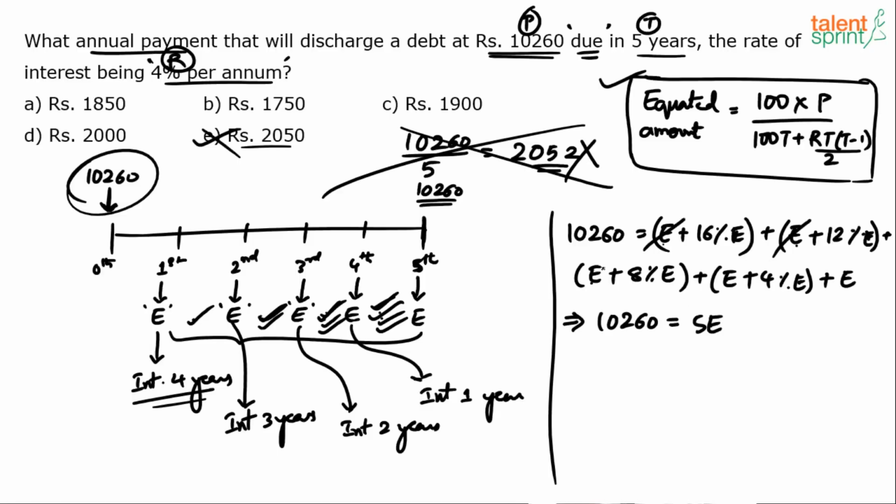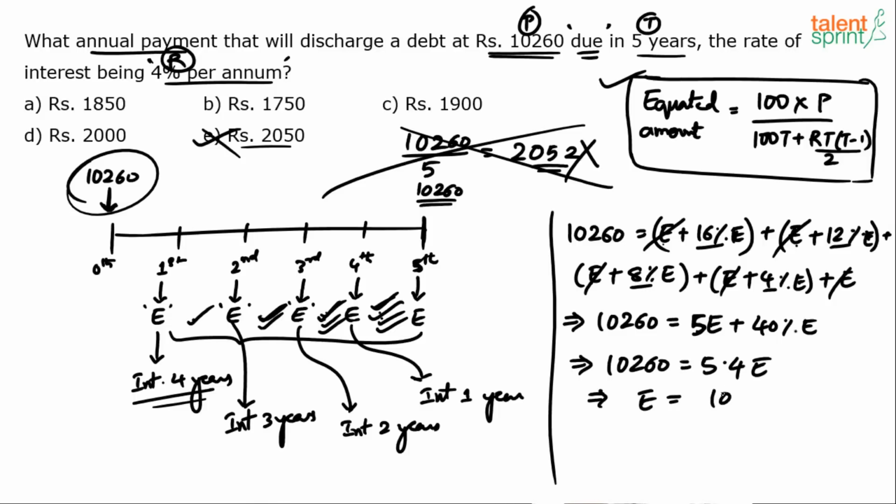All those E's have been considered. Now add the total interest. 16% plus 12%, 28% plus 8%, 36% plus 4%, 40%. So 5E plus 40% of E. 40% of E is like 0.4E. So basically 10,260 is equal to 5.4E. So the equated installment, yearly installment will be 10,260 divided by 5.4. Calculation is your lookout. It comes out to be 1,900 rupees.